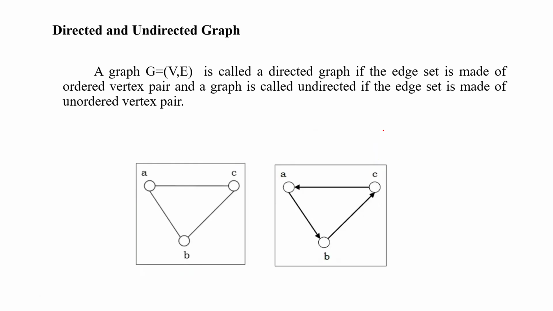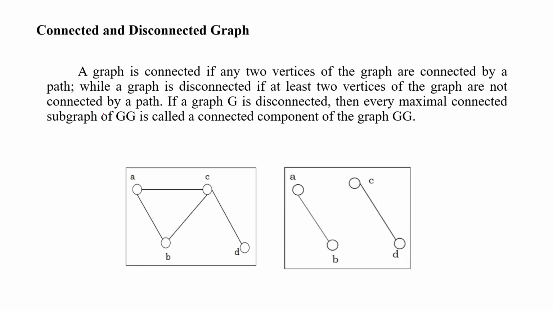We have to know the degree of vertex for every diagram. A graph G = (V, E) is called a directed graph if the edge set is made up of ordered vertex pairs, and it is called undirected if the edge set is made up of unordered vertex pairs. The diagram itself is more than enough. Next, connected and disconnected graphs. This is connected, this is disconnected; just by seeing it we can understand it is not properly connected.